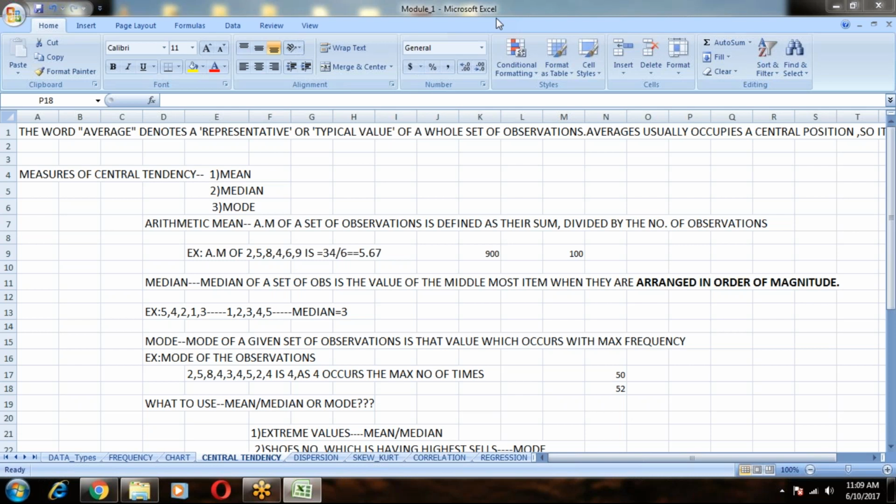What if we had 1, 2, 3, 4? Then you need to add this 3 and 4 and divide it by 2, you will get your median. So for an even number, you need to take the two middlemost values, take the sum, and divide it by 2.